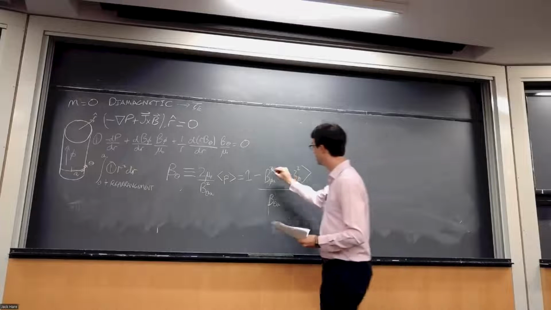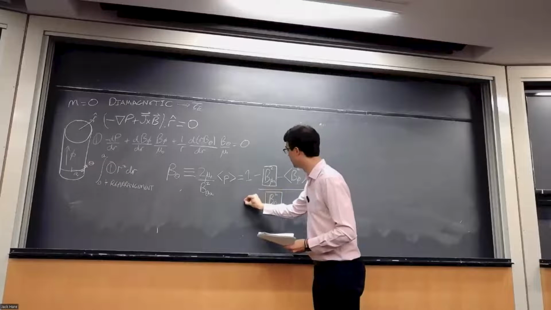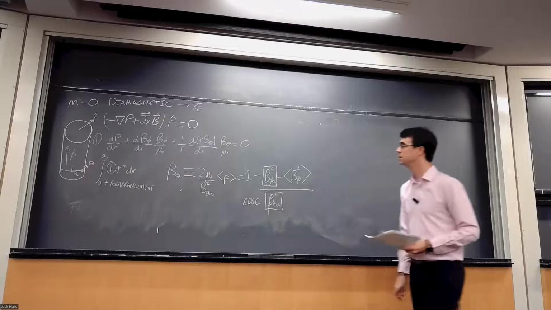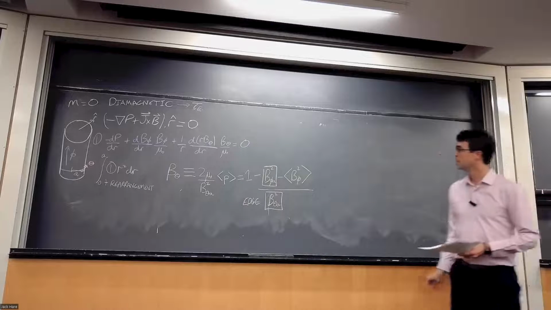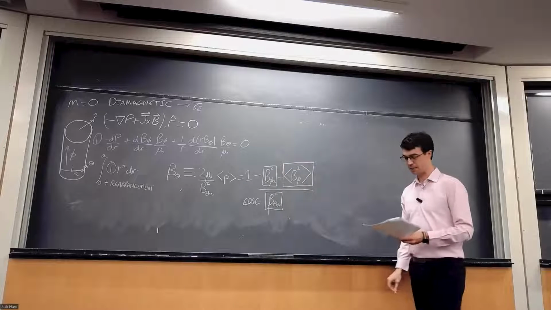So again, these two are at the edge. And so you can measure them just using B dot probes, which are sitting at the edge, not inside your plasma. This one is going to give you more trouble measuring it.